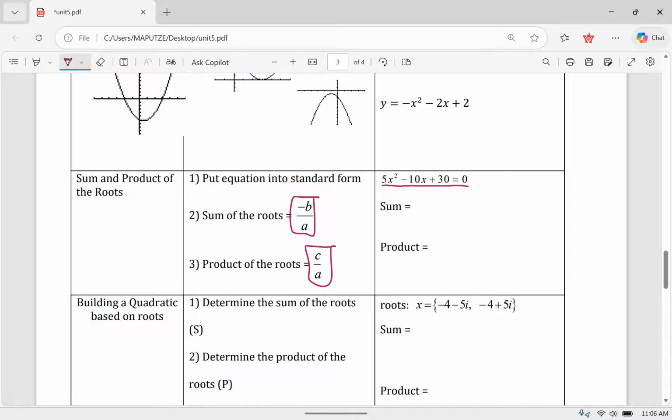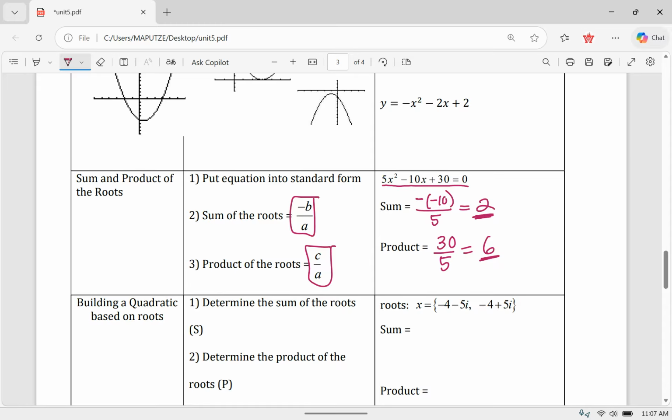So when you add the roots together, it would become negative of our b value all over our a value. So adding the roots together would create a 2. Product is c over a, so that would be a positive 30 divided by 5. And so when you multiply the roots together, you would get a 6. So easy formulas, really just something to memorize.